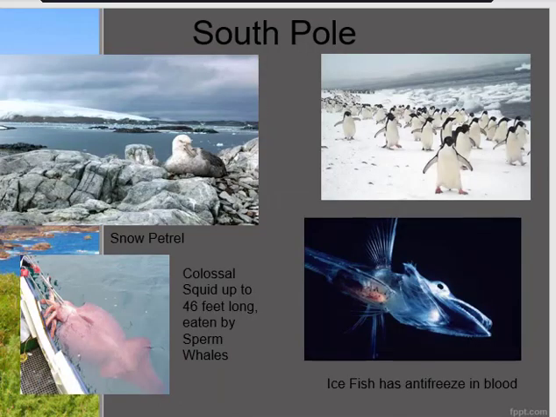At the South Pole, we see penguins, a lot of Arctic or Antarctic birds. Now, the South Pole is a landmass. They have ice fish down there, fascinating creature. They have antifreeze in the blood because the waters are super cool. Colossal squid are eaten by sperm whales down there.